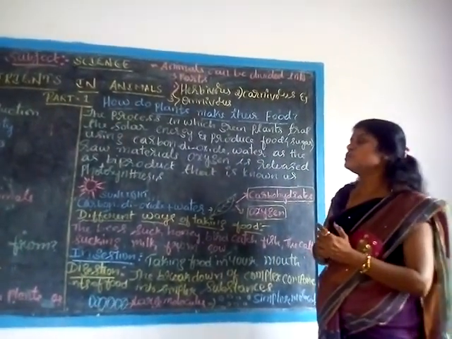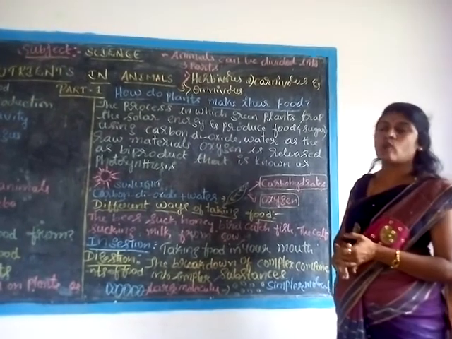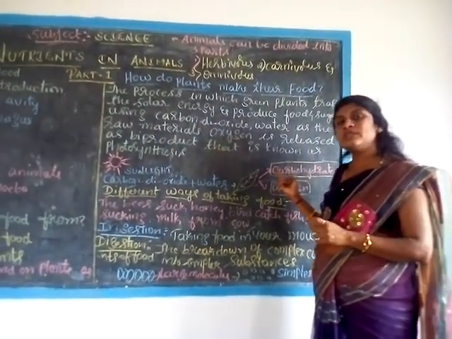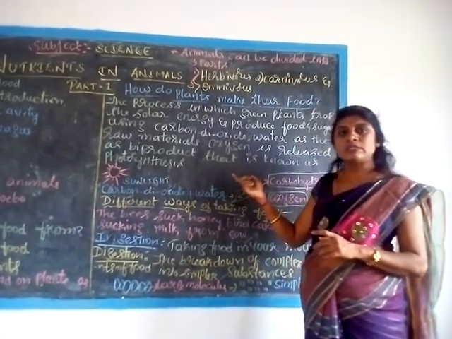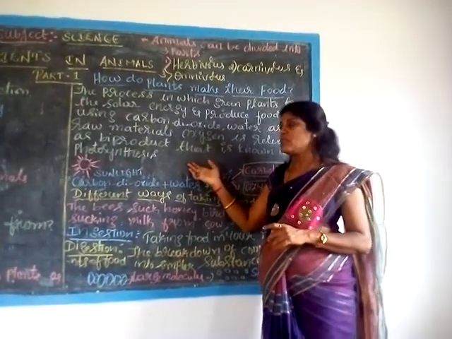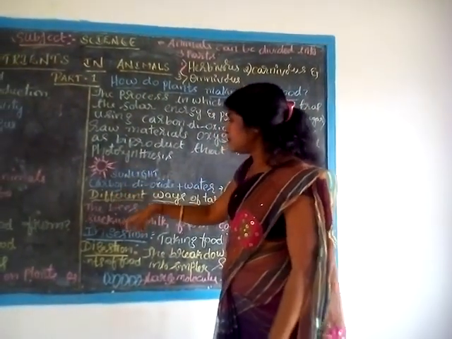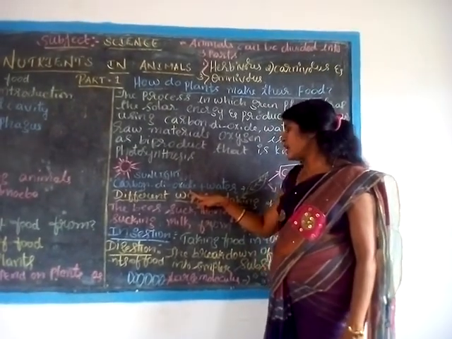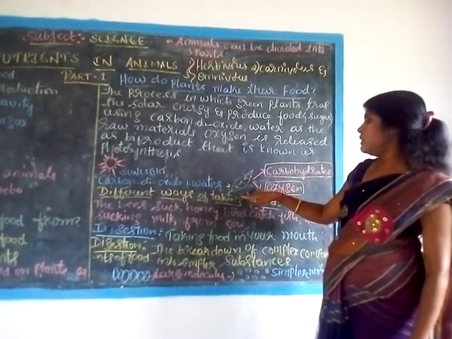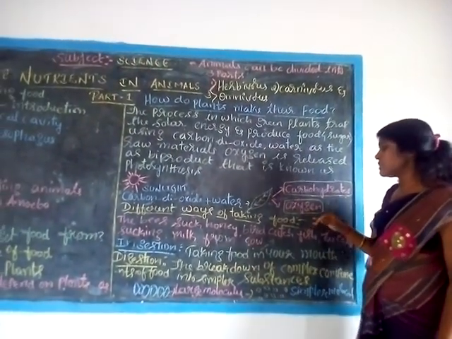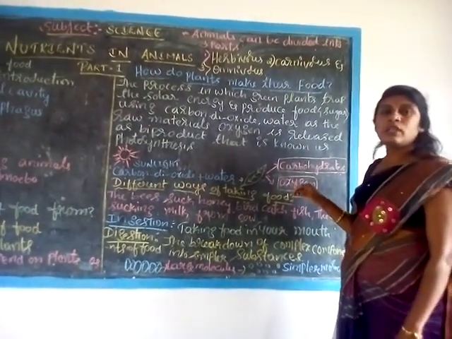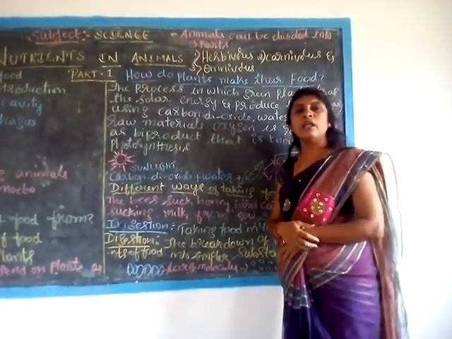as sugar using carbon dioxide and water as raw materials, and oxygen is released as a byproduct. That is known as photosynthesis. See here, this is the sunlight. This is carbon dioxide plus water. The leaves give carbohydrates and oxygen. I think you understand what is photosynthesis, children.